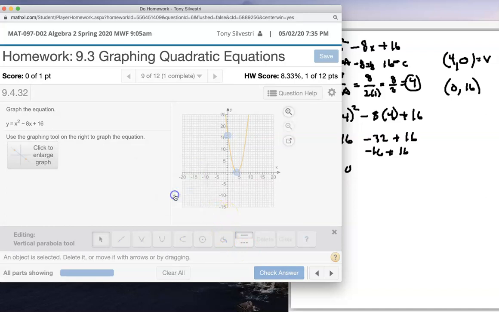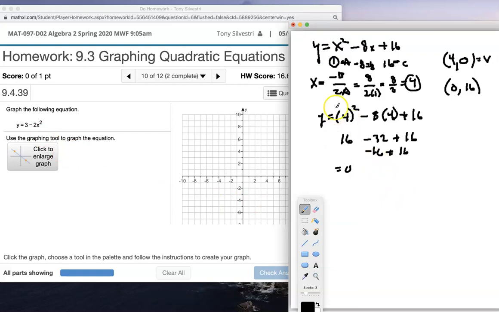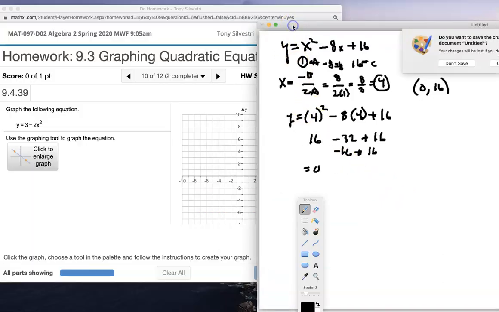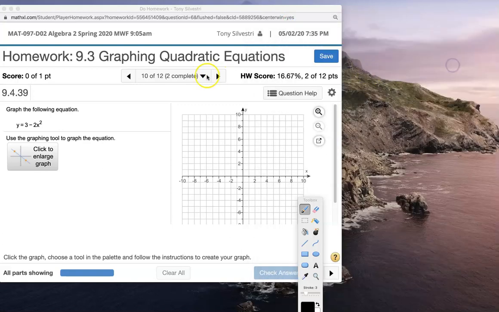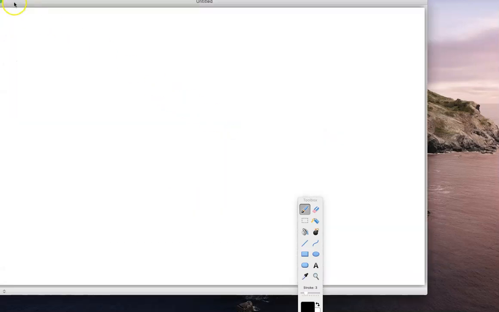Then you're going to miss this class. Okay, let's do this guy. Number 10. Let me kill this. Don't save it. File, new. Okay, new sheet of paper.